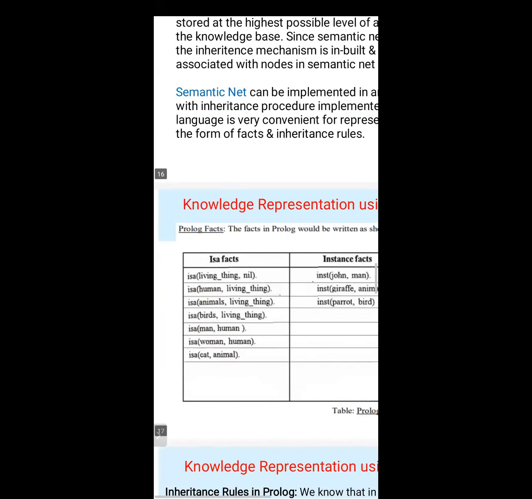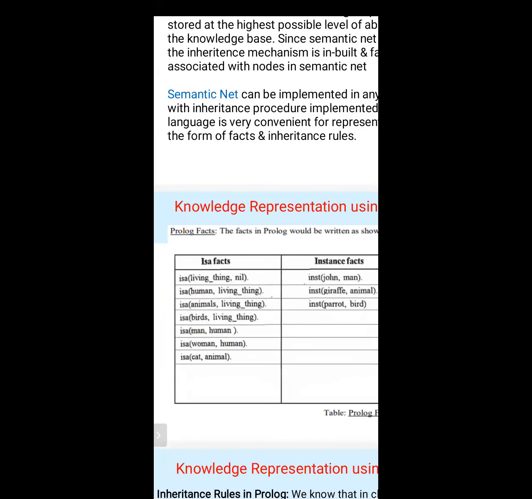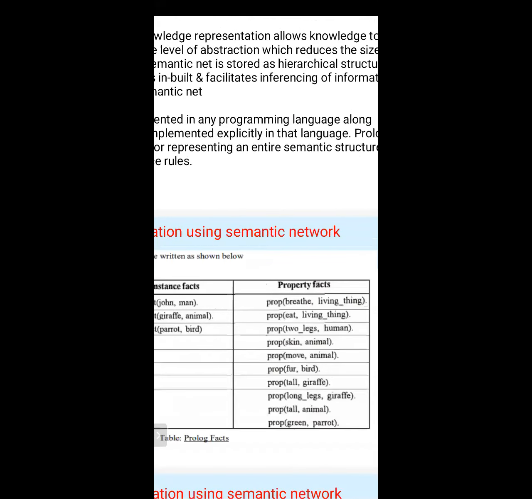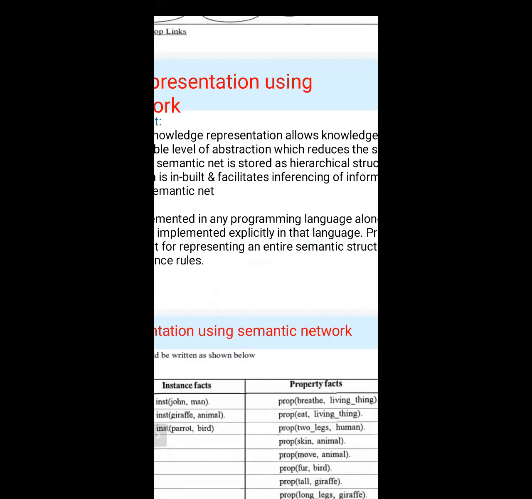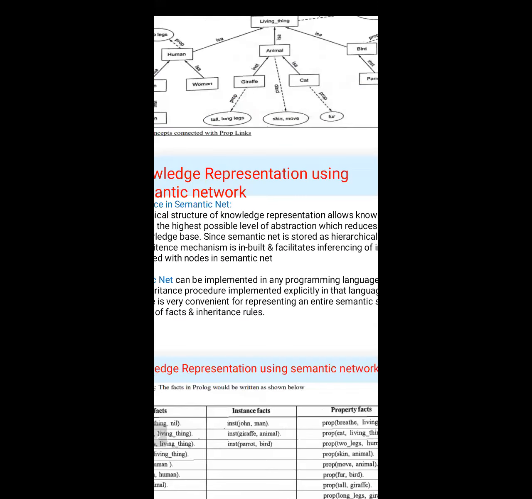Prolog means logic programming. Next, here the facts in Prolog are written like this: isa facts on one side, instance facts on one side, and property facts on one side. Here we have represented all these concepts connected with property links. All these are written in a table form. Right here, the isa facts.